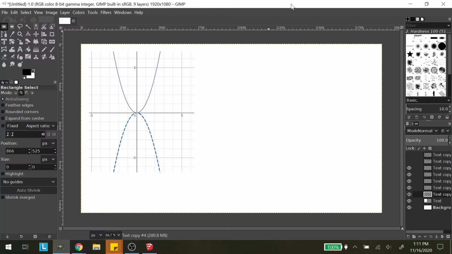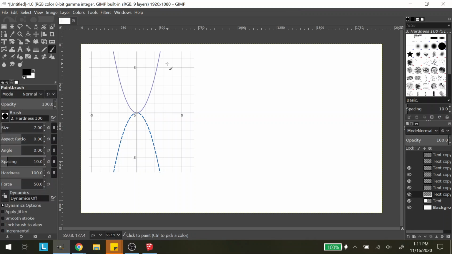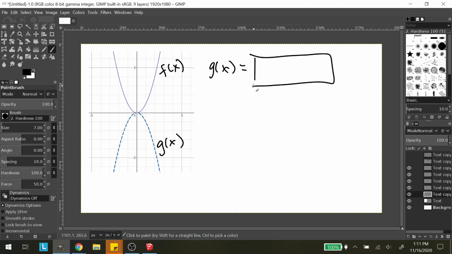So let's just do a quick example. Let's say that we have this, and that the purple one is our f of x, and that the dashed blue one is our g of x. And they want us to write g of x in terms of f of x. And there's our little answer box. Well, it's pretty simple. We just need to know which way it flipped. Since it flipped top to bottom, the y values all became negative. So we pop the negative on the outside.